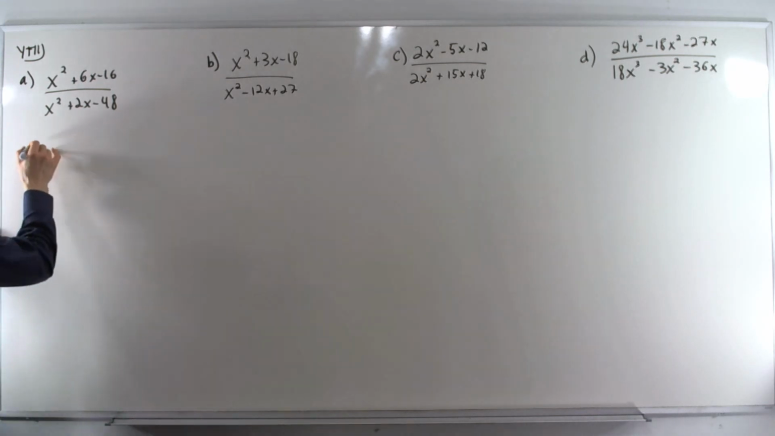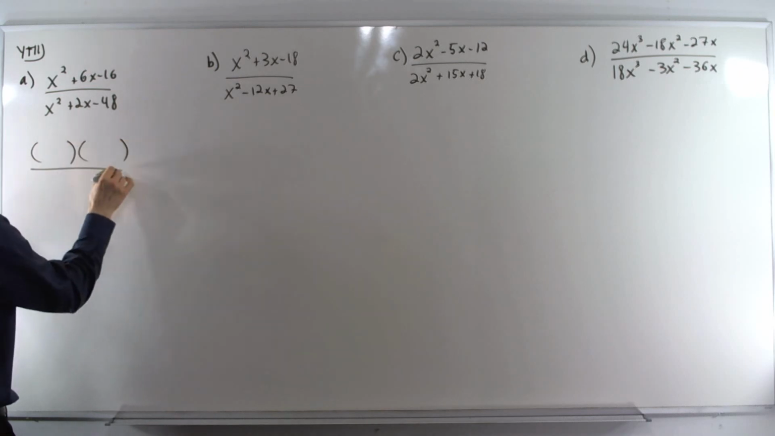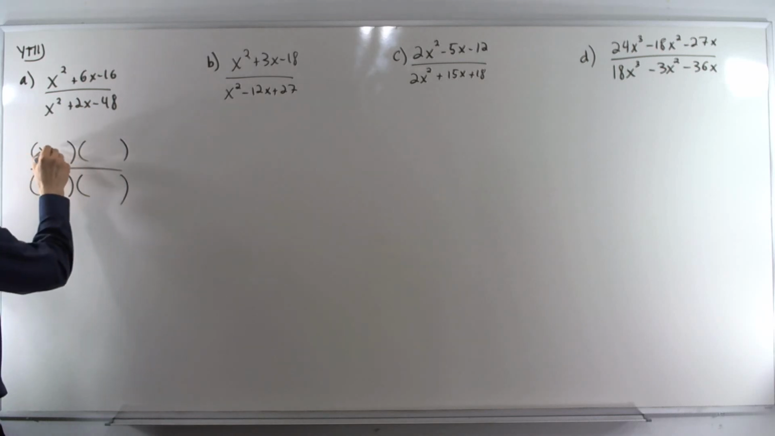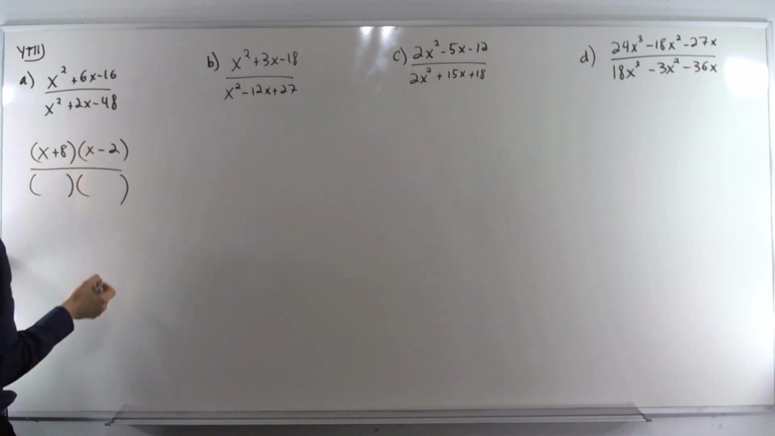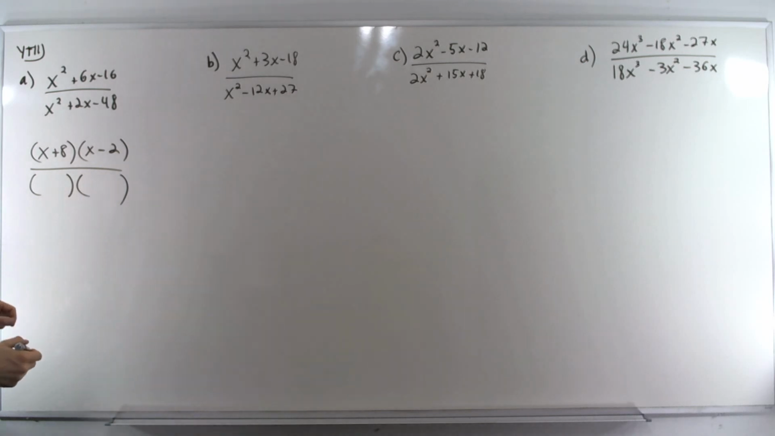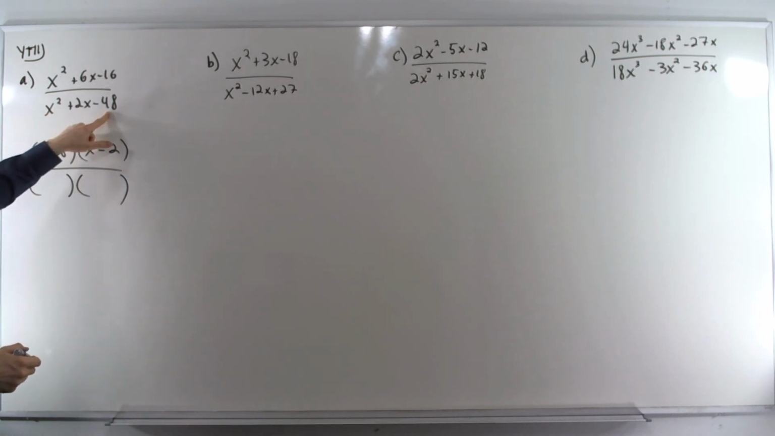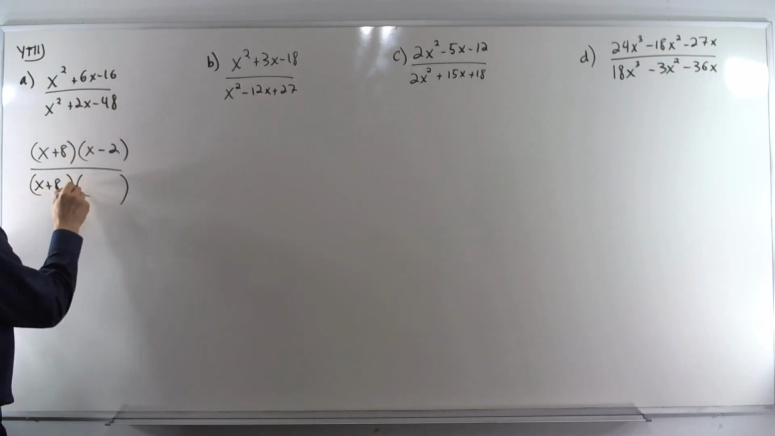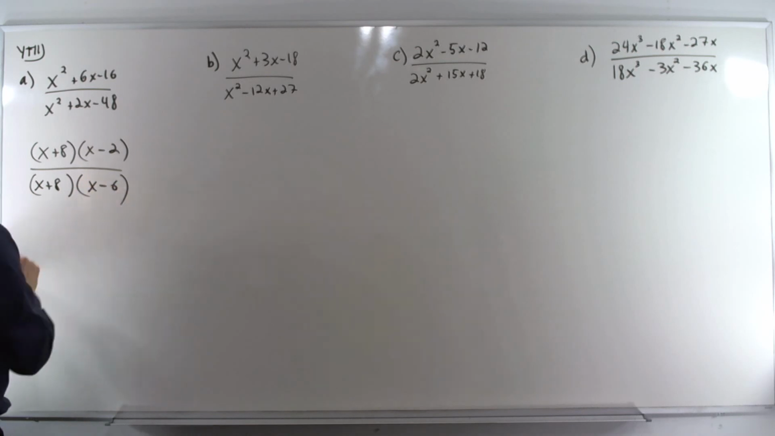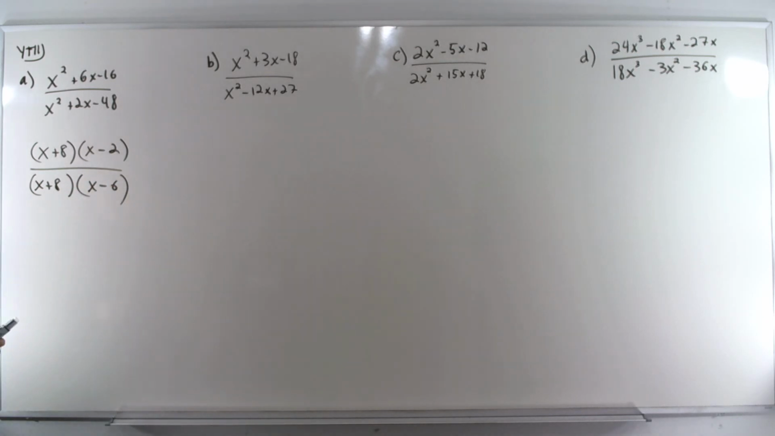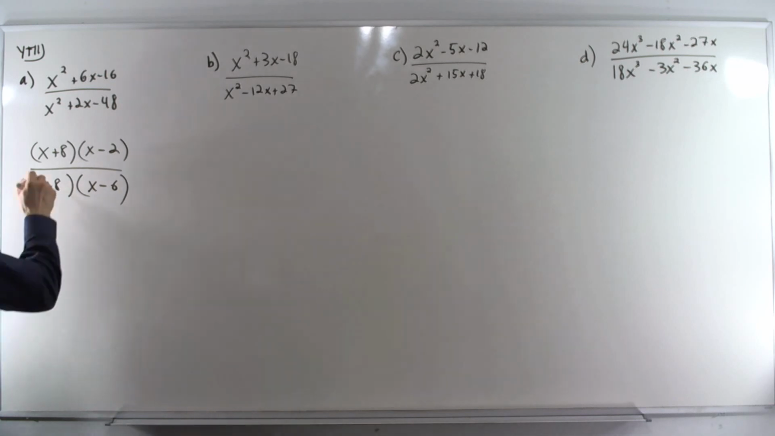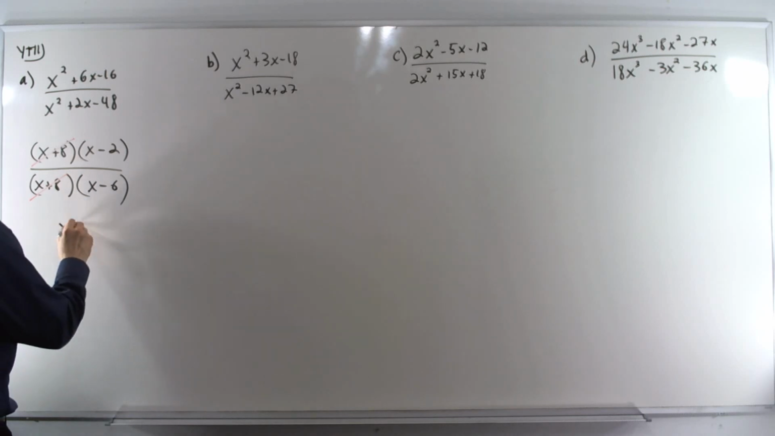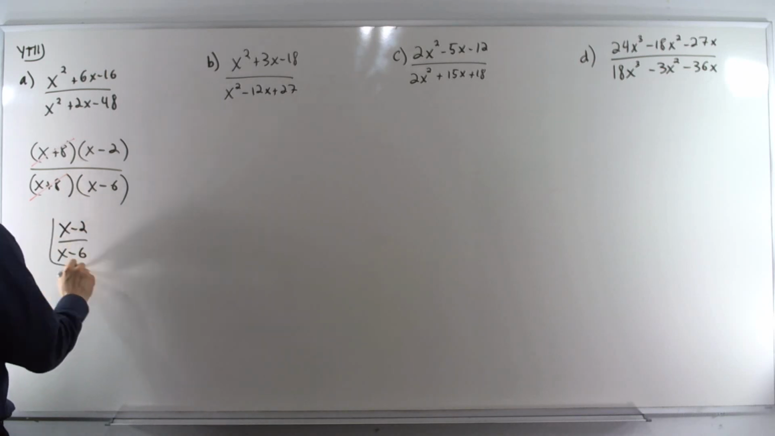Part A. We need two numbers to multiply to get negative 16 and add to get 6. That's going to be 8 and negative 2. x plus 8 times x minus 2 on top. And the bottom, we need two numbers to multiply to get negative 48 and add to get 2. So that is going to be x plus 8 times x minus 6. So we can cancel the matching binomials, x plus 8, and we get x minus 2 over x minus 6.